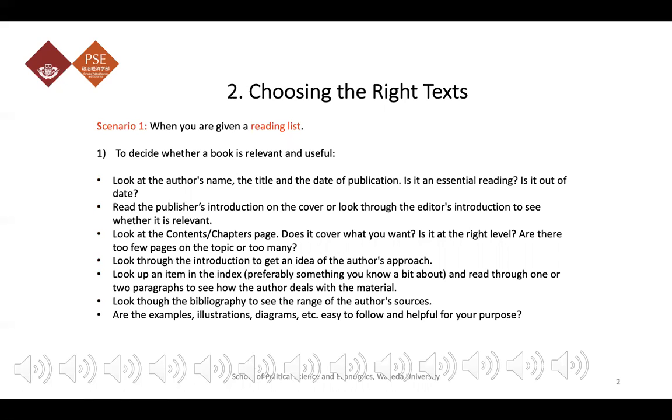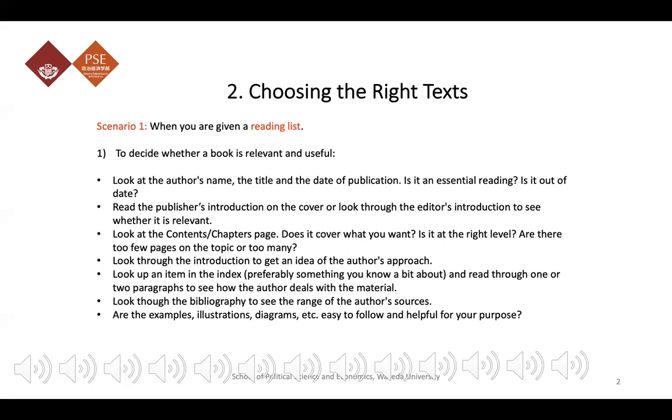So I will separately discuss two different scenarios when you have to do some reading. The first scenario is when you are given a reading list from your professor or instructor. Some professors might indicate that there are some required readings in the reading list, but some professors might not. If you don't have enough time to go through every single reading in the list, then it is a good idea to narrow down to some readings that you find most important and most interesting.